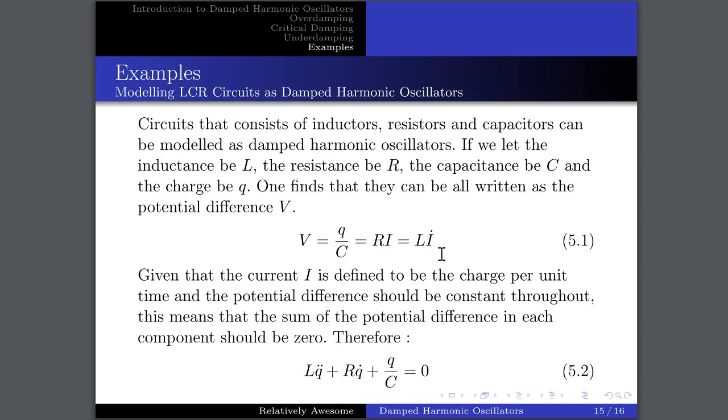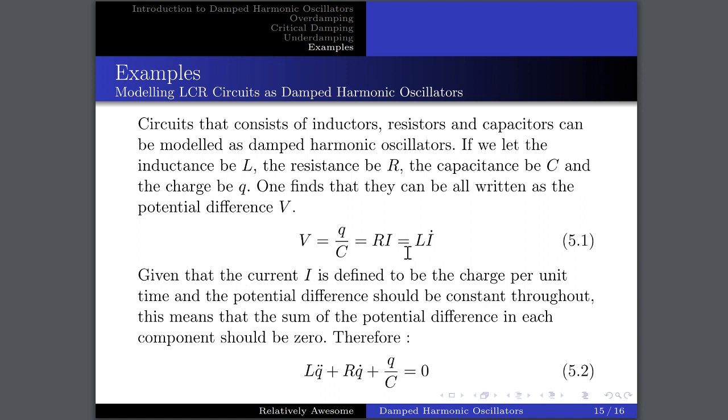Now we will look at a notable example of the damped harmonic oscillator. Circuits that consist of inductors, resistors, and capacitors can be modeled as the damped harmonic oscillator. If we let the inductance be L, the resistance be R, the capacitance be C, and the charge be Q, one finds that they can all be written as the potential difference, as follows. So V equals Q upon C, the charge upon the capacitance, which is also equivalent to the resistance times the current, and the inductance times the time derivative of the current.